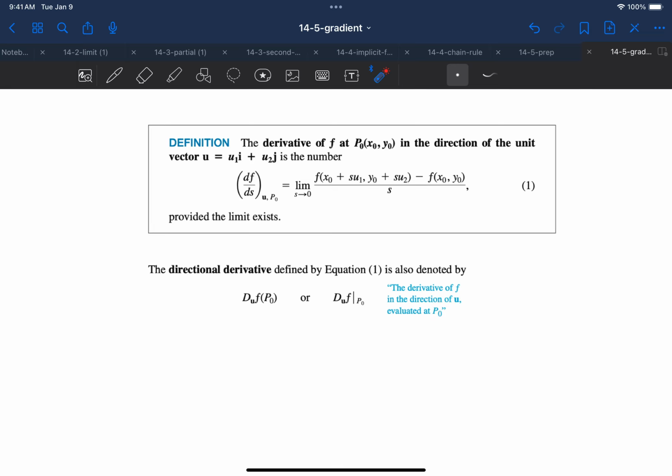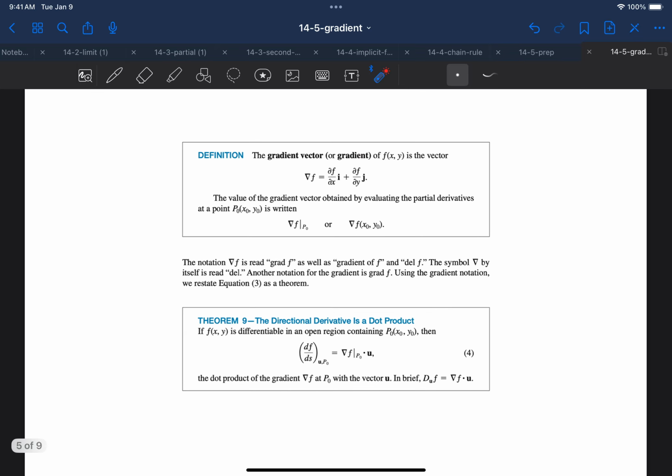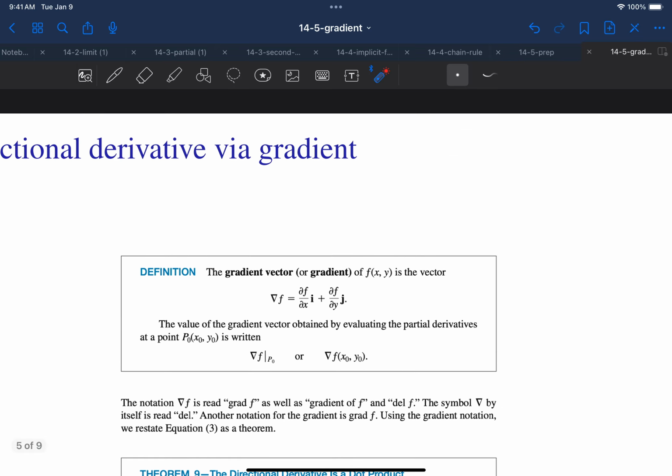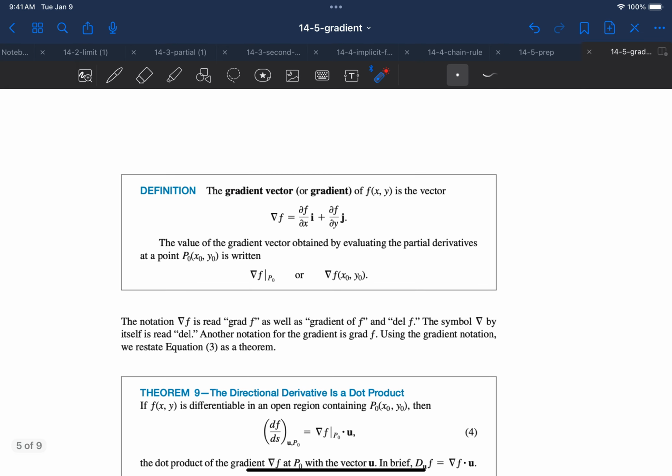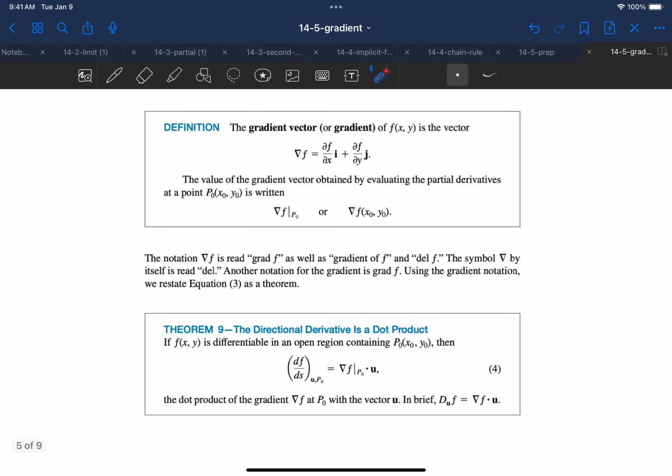All right, this is formal language, and we will see how to compute this rate of change, or directional derivative, using the gradient. So now we need to introduce the gradient. What is the gradient?